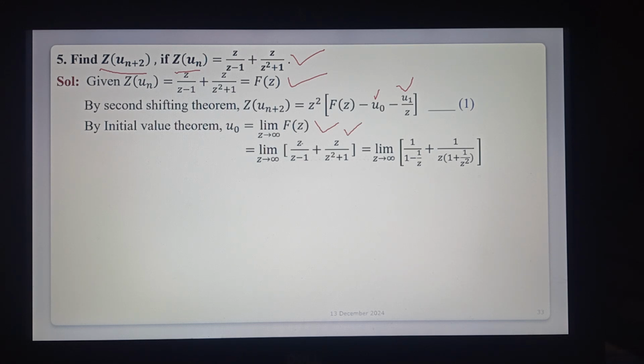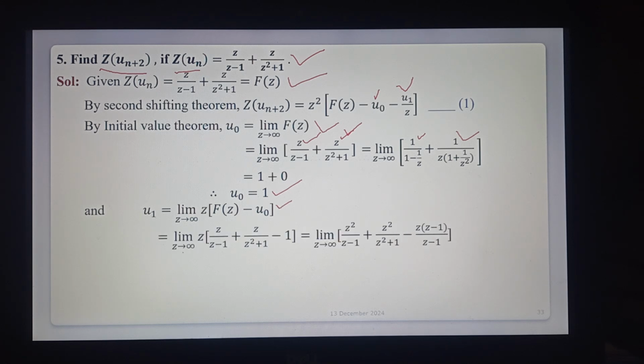So take out the common highest degree of z. The first term, z is common, z cancels, 1 by 1 minus 1 by z. The second term, z common, denominator z square common, that is 1 by z into 1 plus z square. So that is equal to, this becomes 1, this becomes 0 (1 by z). So u0 is equal to 1. Next, u1 is equal to limit z tends to infinity of z into f of z minus u0, that is limit z tends to infinity of z into z by z minus 1 plus z by z square plus 1, with u0 equal to 1.